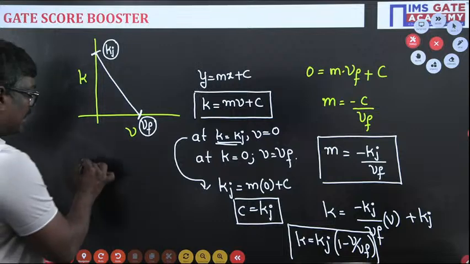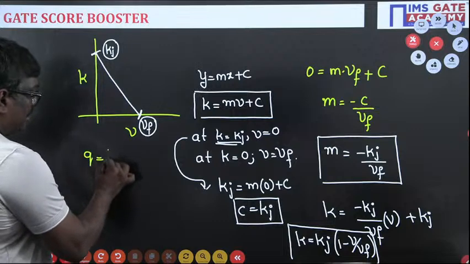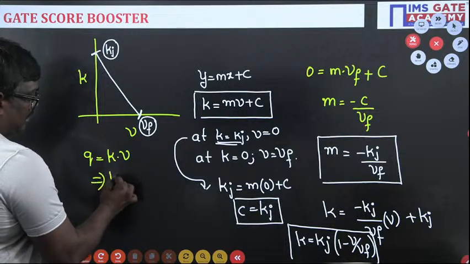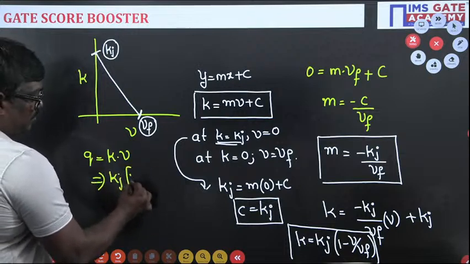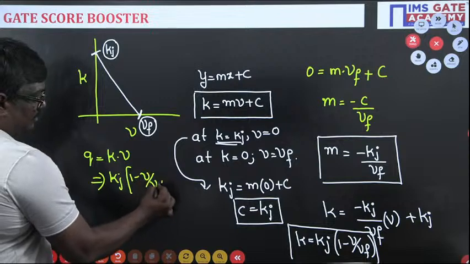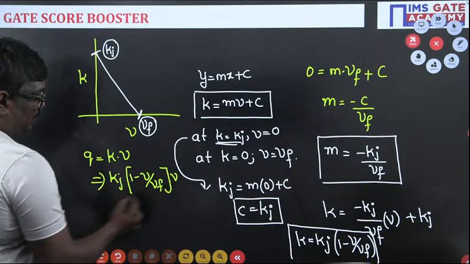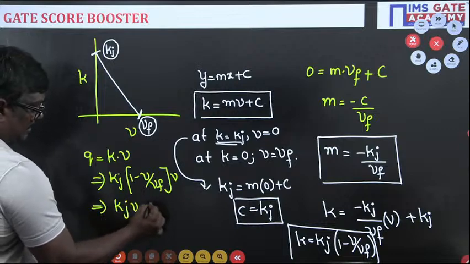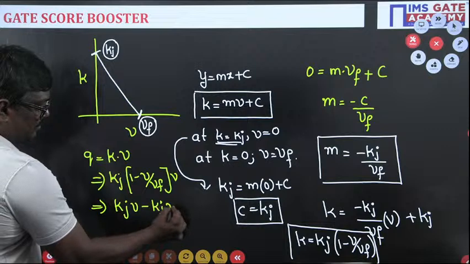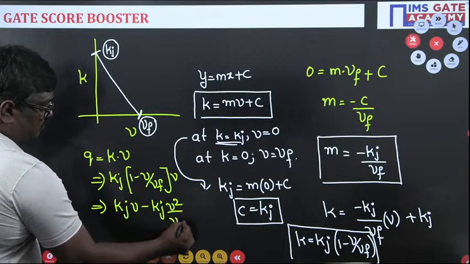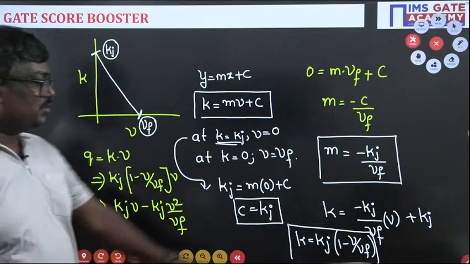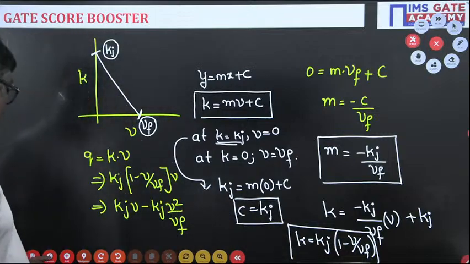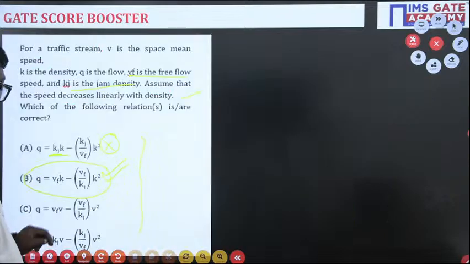Okay, now you can write q is equal to what, sir? k into v. So k is nothing but kj into 1 minus v by vf, into v. So you can write it as kj into v minus kj into v square upon vf. That's what k is equal to kj into 1 minus v by vf.